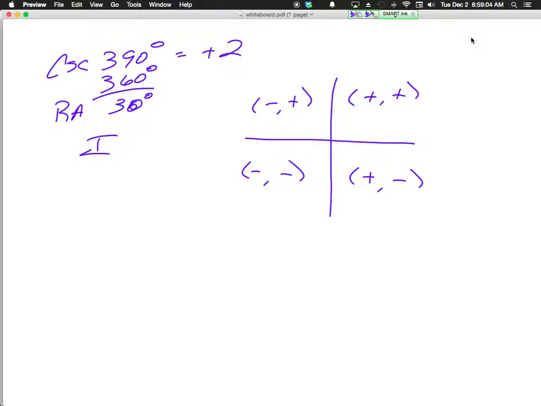Now, something that was passed down to me, I did not come up with it, so it's kind of dorky. But you might find it handy. It's a little acronym that stands for All Students Take Calculus. That's the way you remember it. But what do you think A stands for? All. A stands for all are positive. What do you think S stands for?